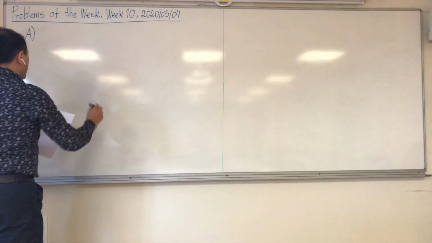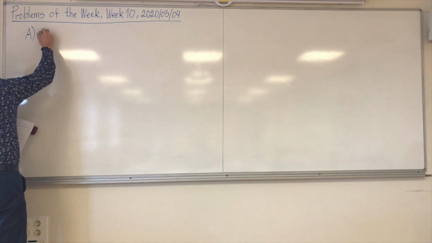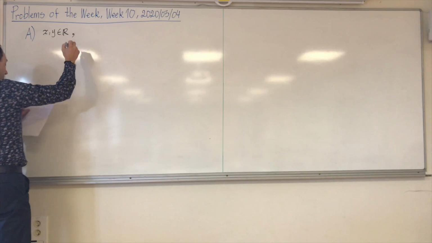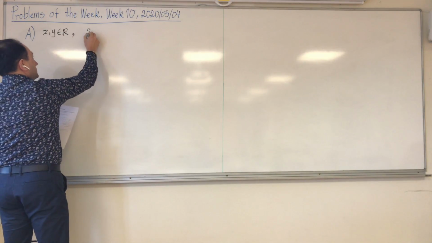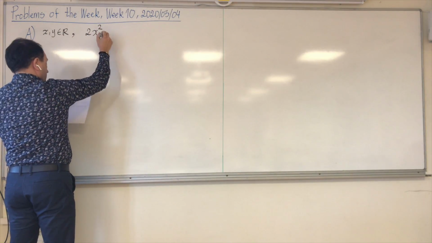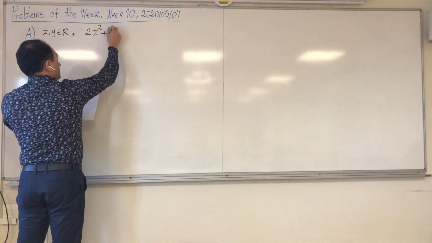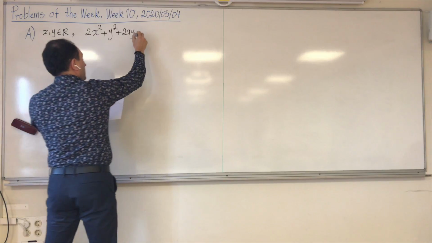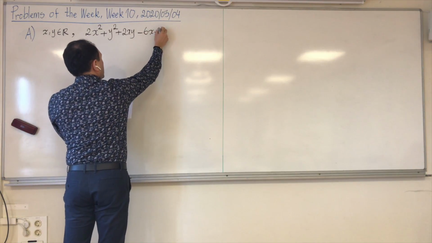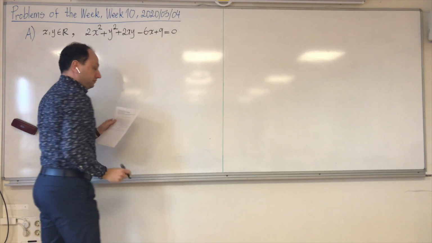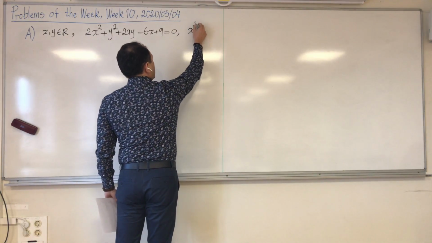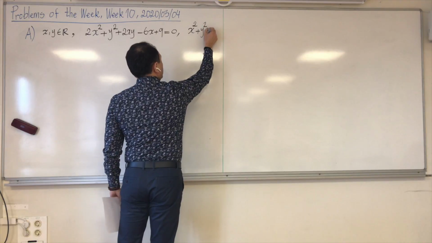Problem A. X and Y are real numbers. And we know that 2x squared plus y squared plus 2xy minus 6x plus 9 is equal to 0. You are supposed to calculate x squared plus y squared.